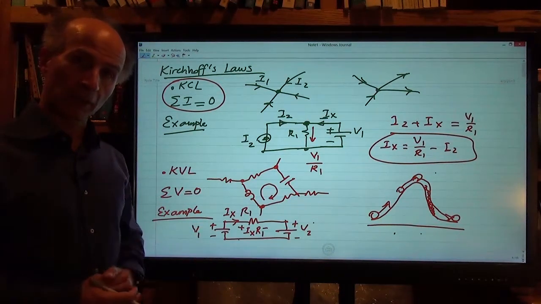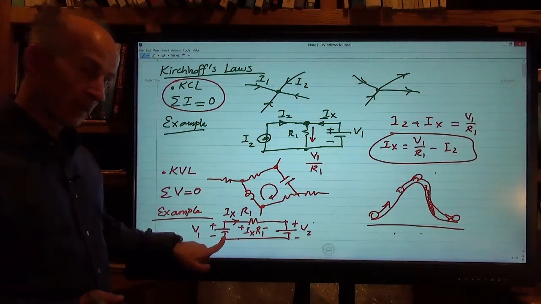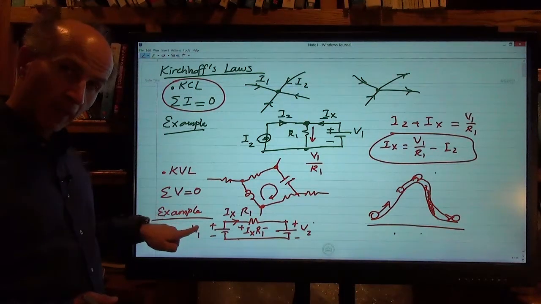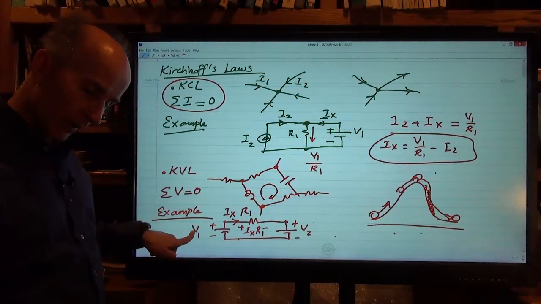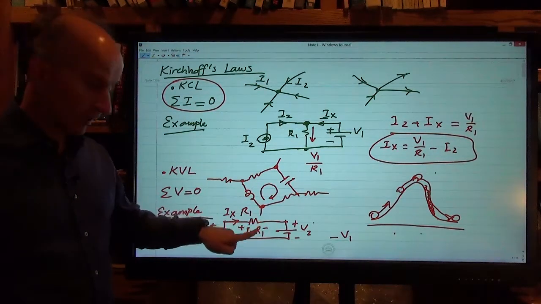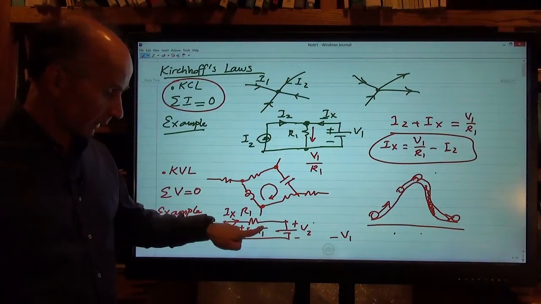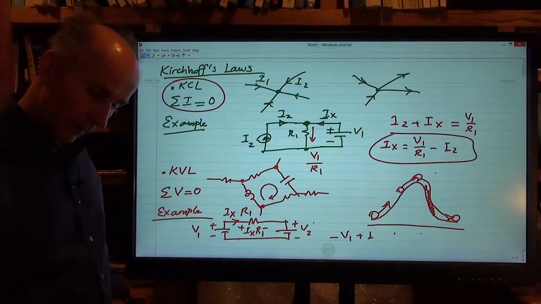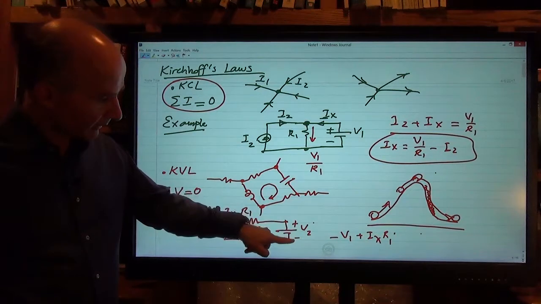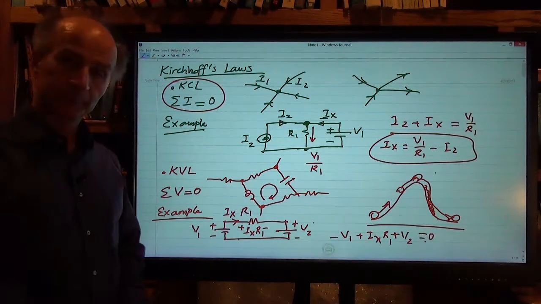So now it's pretty quick, right? We're going to write a KVL. Start from here. This voltage is how much? Because I'm going from negative to positive, it's minus V1. So I will write minus V1. This voltage from here to here is how much? IXR1. And it's plus IXR1 because I'm going from plus to minus. So plus IXR1. And then here, I'm going from plus to minus, so that's plus V2, and that's equal to 0.